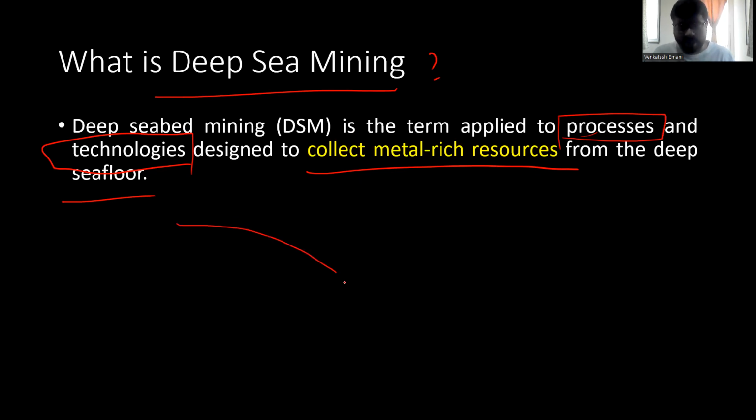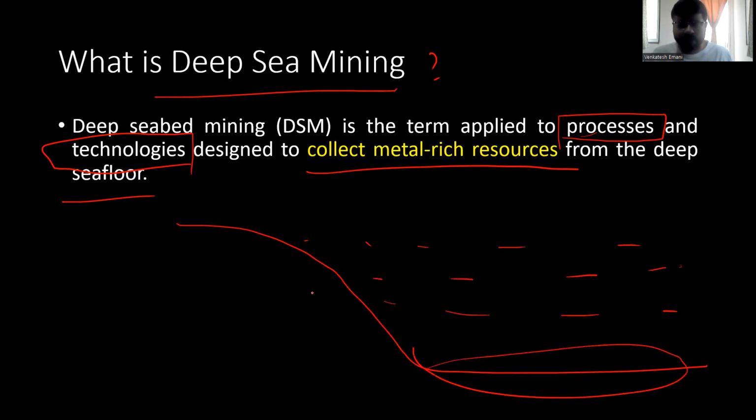So if this is an ocean, mostly seabed means this is the area. This is the continental shelf area, this is the slope and the rise, and this is the seabed. So here you would be having such kind of resources.